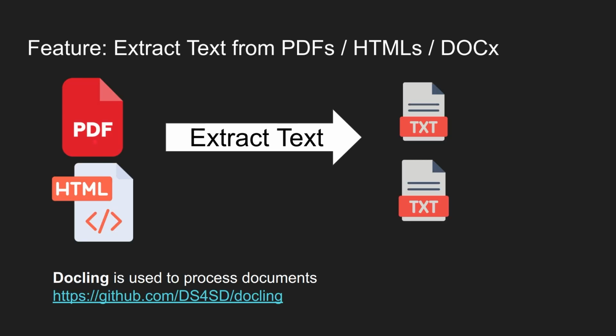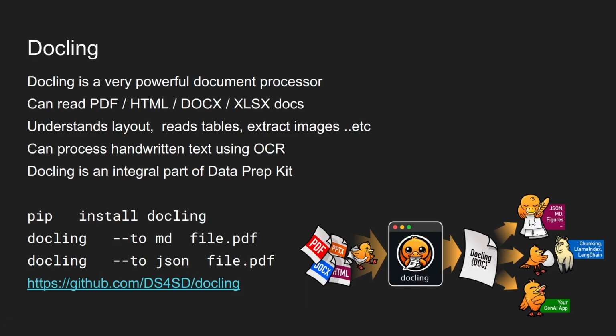Say I have a bunch of PDF or HTML text. We want to extract text data out of those. So data prep kit uses an open source project called Docling to accomplish this. Docling is a very powerful document parser. It can handle a large variety of documents like PDF, HTML, docs, and it can read table data. It can extract images. It's very capable. It can even do OCR if you have handwritten text on your documents. And data prep kit actually leverages Docling for parsing data. So you can get started with Docling very easy. You can pip install, and then you can start using it right away.